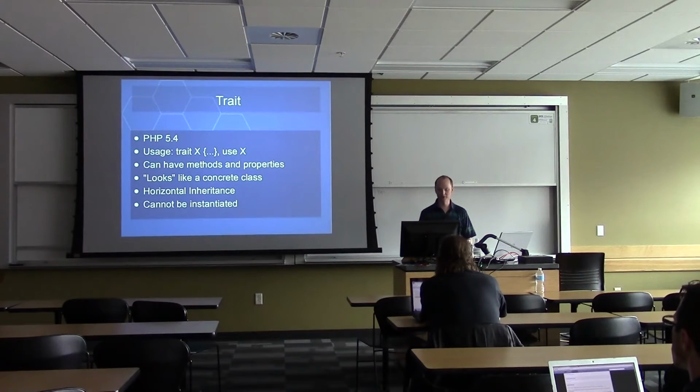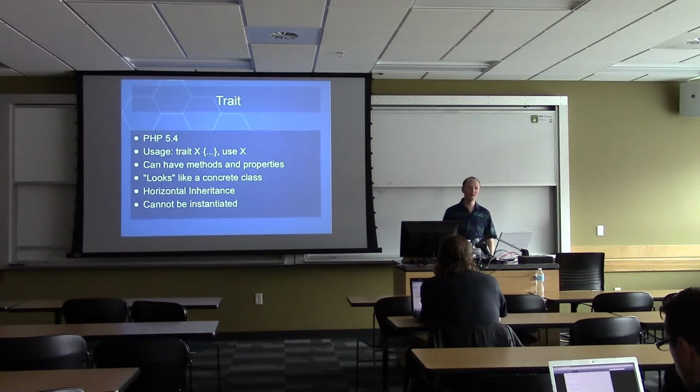This is where we get into horizontal inheritance versus vertical. When you extend an abstract class, that would be vertical inheritance. When you use a trait, it's horizontal inheritance. A trait looks a lot like a concrete class. If you didn't look at the definition of it, you usually wouldn't know the difference. It can't be instantiated. You can't say new trait. It doesn't work. The only way you can use it is with the use statement, and you'd have a semicolon.